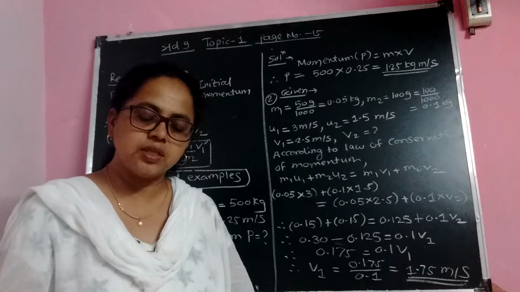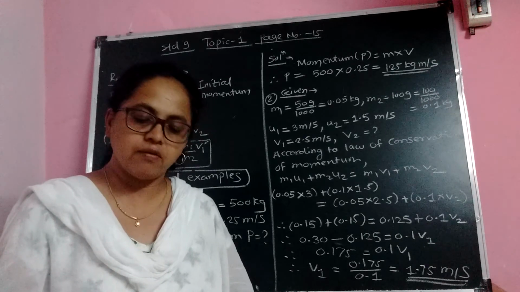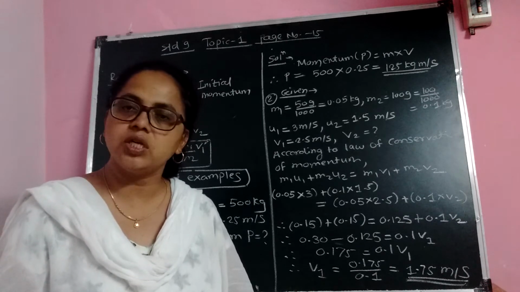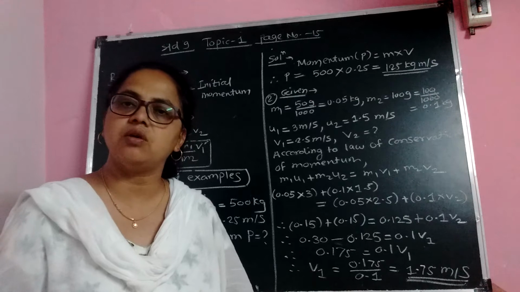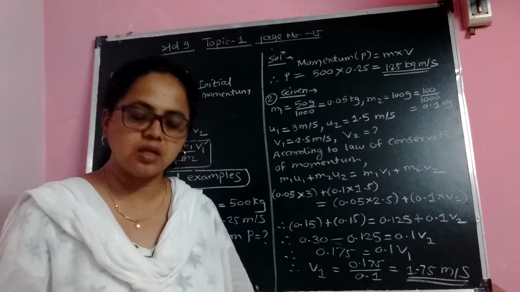They have initial velocities of 3 meter per second and 1.5 meter per second. They collide with each other, and after collision the first ball moves with a velocity of 2.5 meter per second. Calculate the velocity of the other ball after collision.